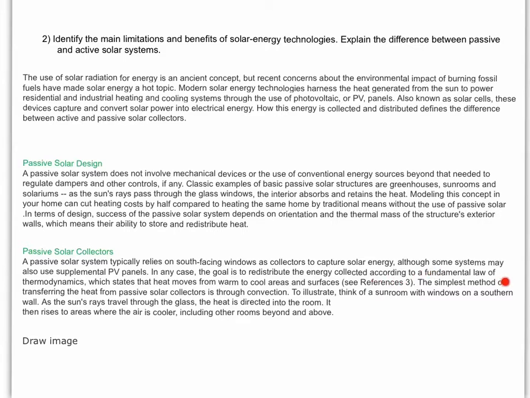They might have a solar wall, which absorbs huge amounts of energy and then moves it from warm to cool areas. The simplest method is to transfer heat from a passive solar collector through convection, illustrated in a sunroom or a southern wall, rising to an area where it's cooler.